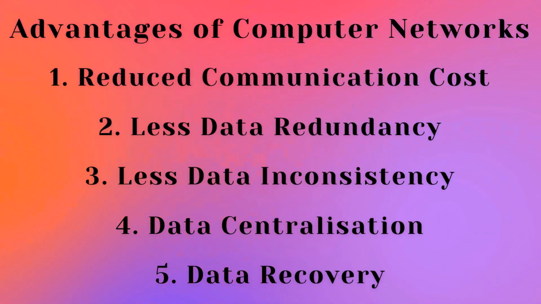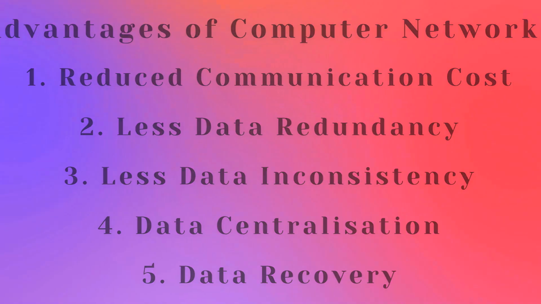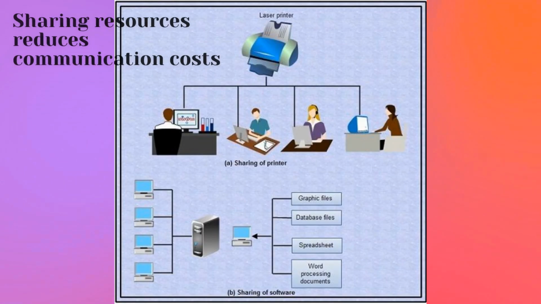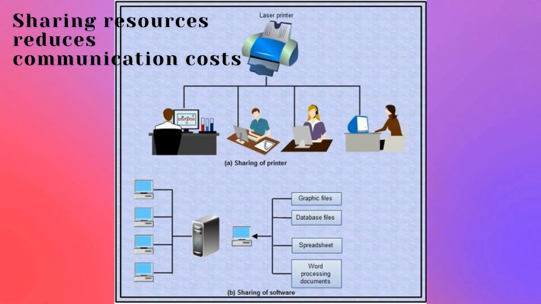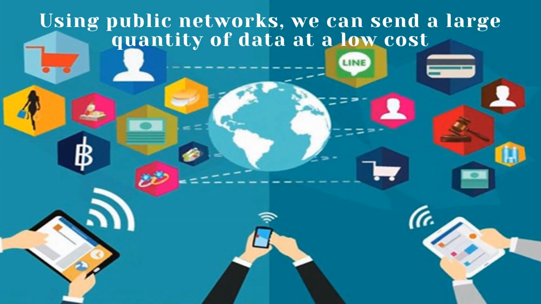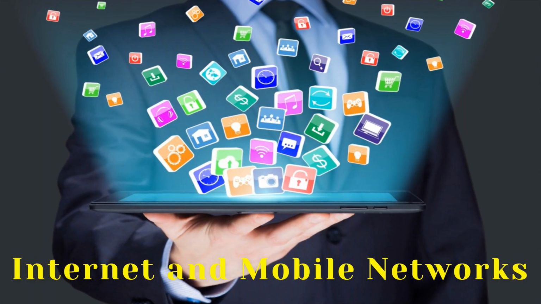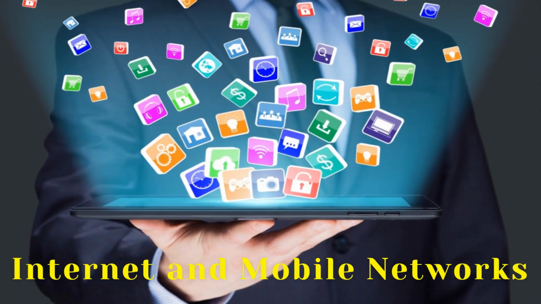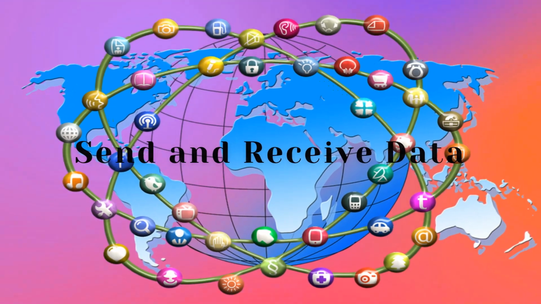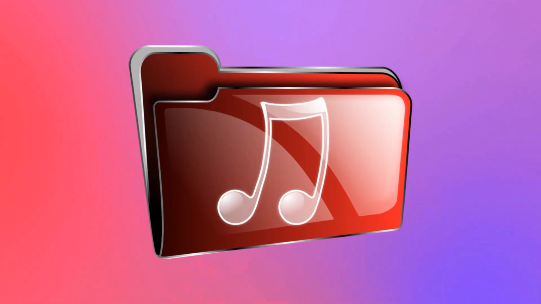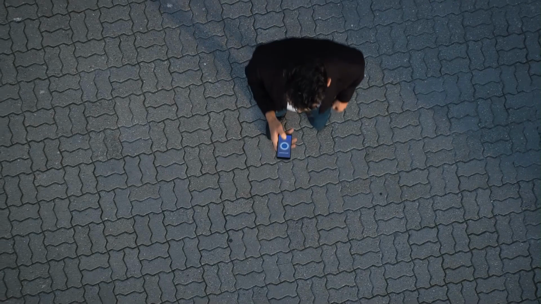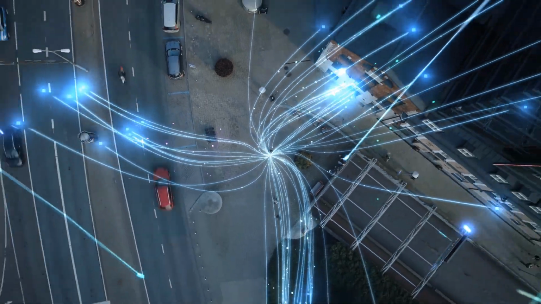Let's see the advantages of computer networks. Reduced communication cost. Sharing resources reduces communication costs. In this image, you can see a shared printer and shared software, which help reduce communication costs. Using public networks, we can send a large quantity of data at a low cost. For example, internet and mobile networks enable people to send and receive data such as text, images, audio, and videos at a low cost, making communication easy and affordable worldwide.